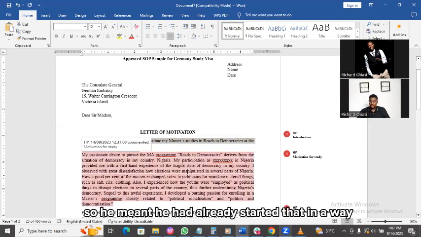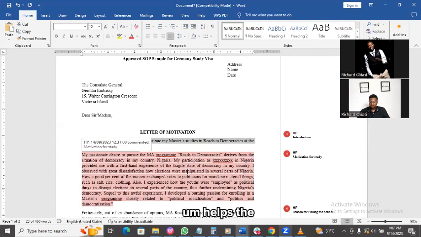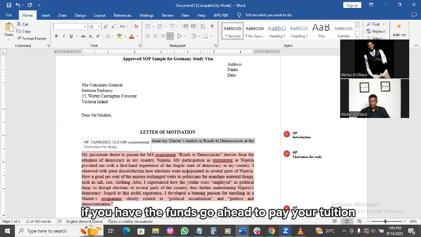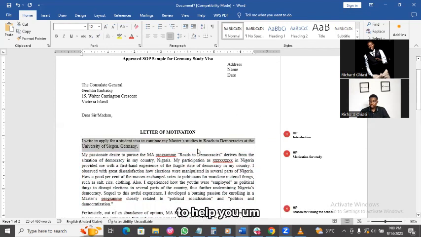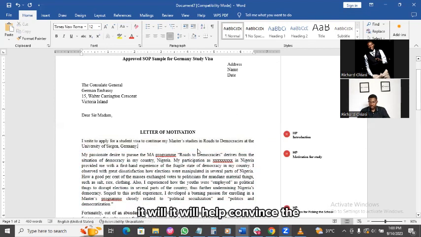That in a way helped the officers to also understand he was not just trying his luck. He's already there. He's already a student. He has already paid his tuition and all that. So it's also important, if you have the funds, go ahead and pay your tuition. It will help convince the embassy that you're serious about your studies.